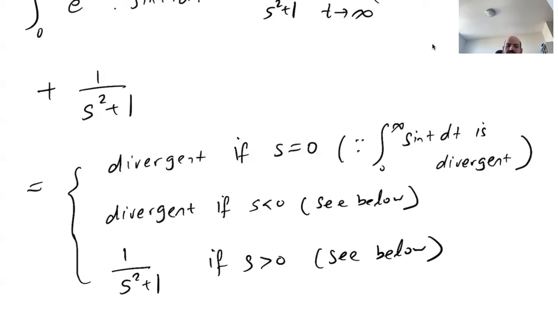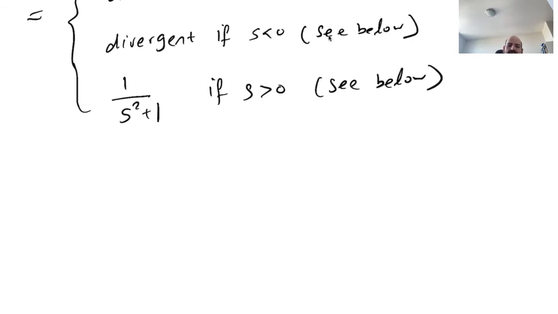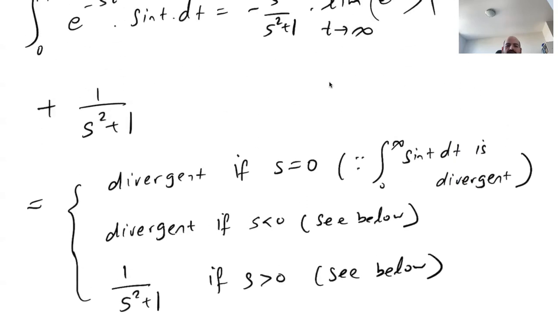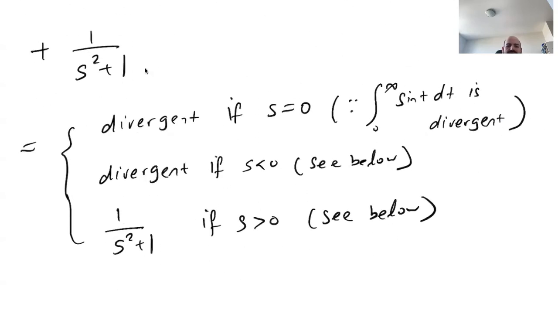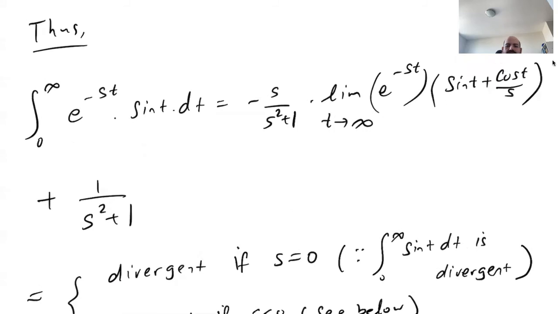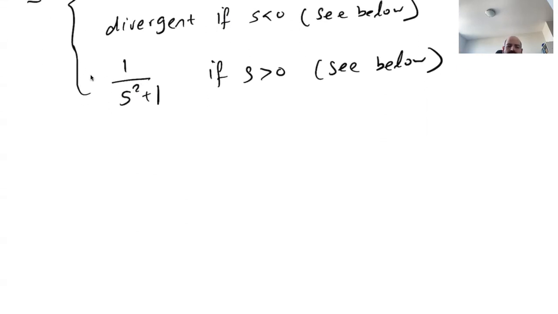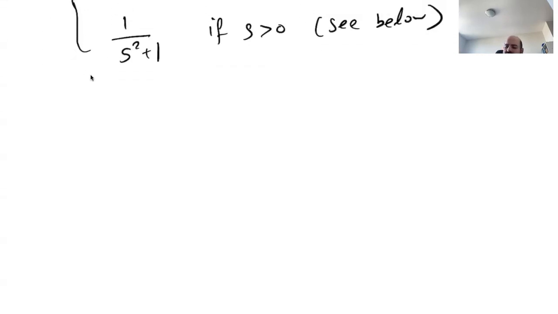So I still need to justify these two claims: that if s less than 0, the expression will be divergent, and if s bigger than 0, it's convergent, and convergent to 1 over s squared plus 1, which will be this term. Basically, I need to show that if s bigger than 0, this term here will be 0, and then 0 plus this will be 1 over s squared plus 1. So I need to justify two things.